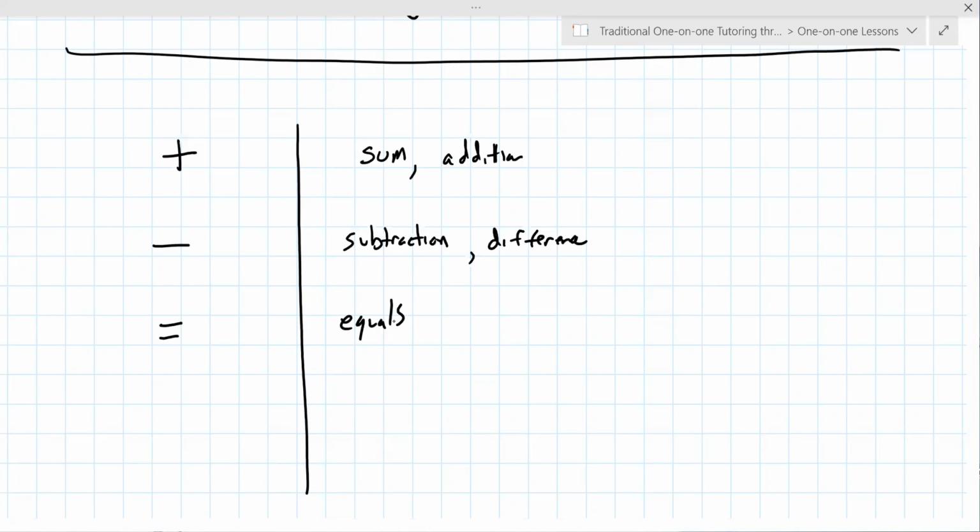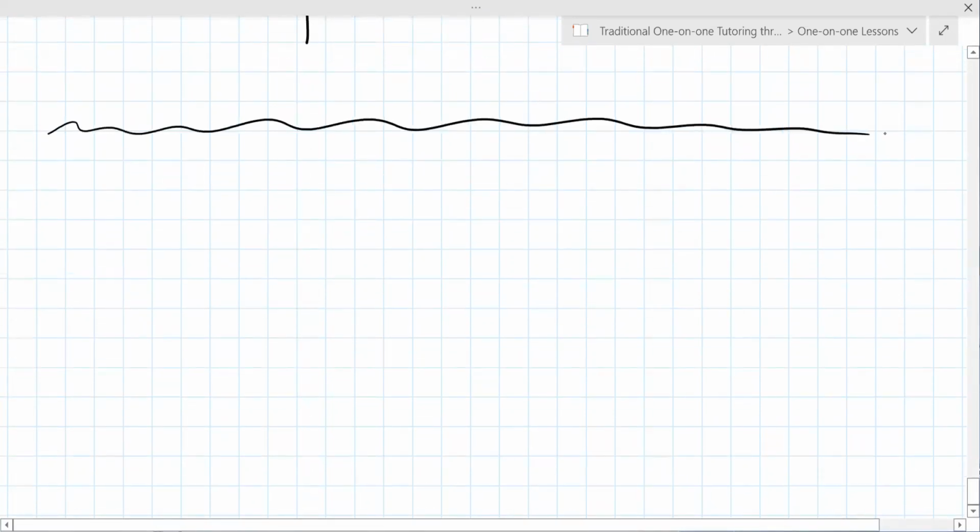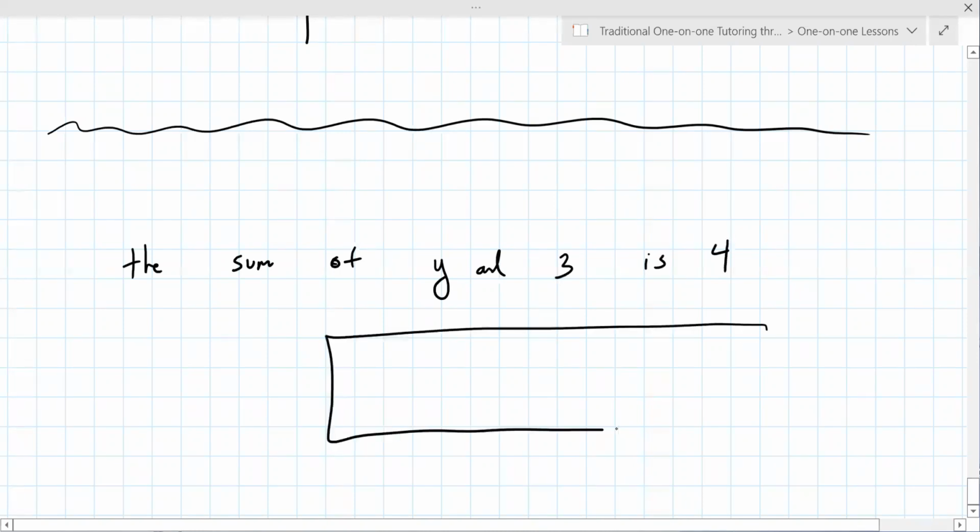Okay, so let's try a couple more here. The sum of y and 3 is 4. I want you to try writing the equation that goes here. It's very similar to the previous ones that we've been doing. Take a minute or two and see if you could figure that out.